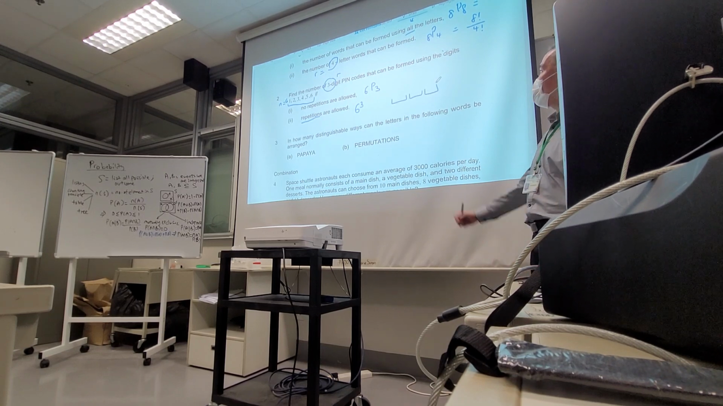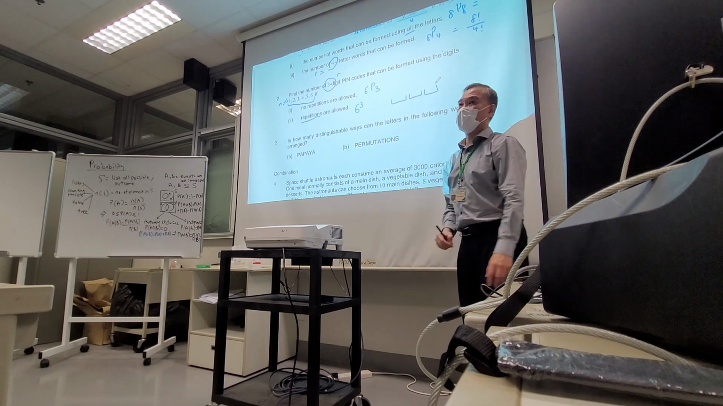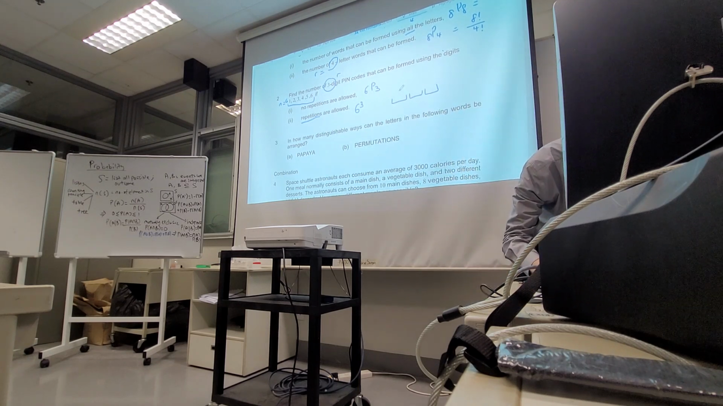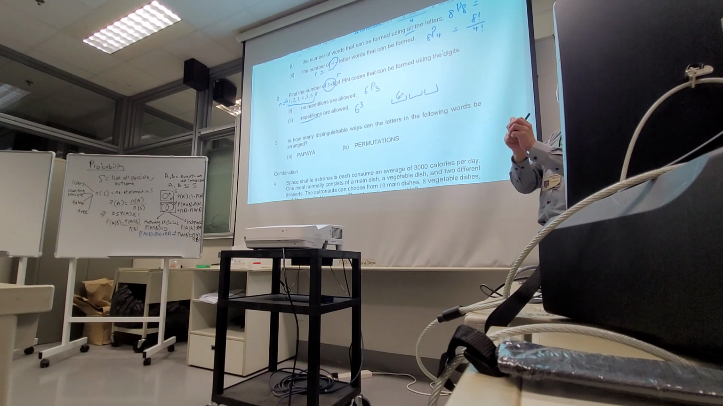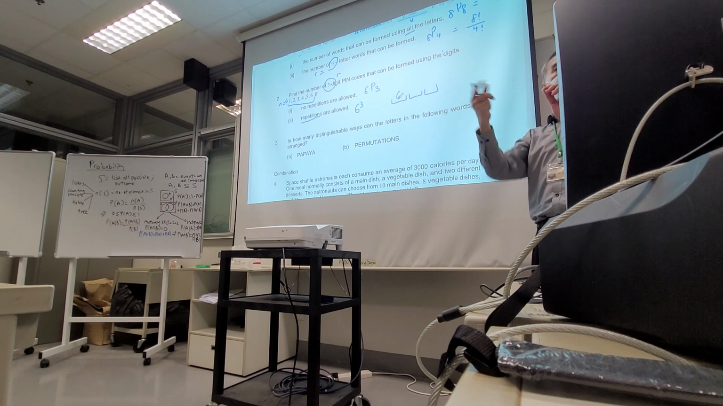Alright now. And how many ways can I fill up these first digits? I got 6 ways. Okay, so if I got 6 ways, if I say with repetitions allowed, what does that mean? I pick a number, I can take the number and throw it back to the pool. Yeah, I can reuse it again.